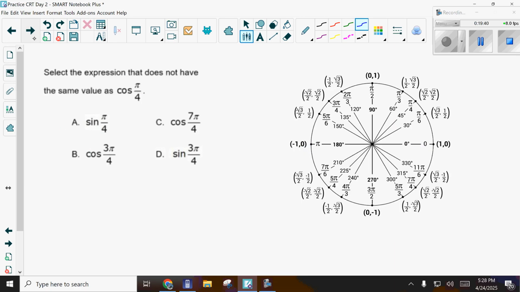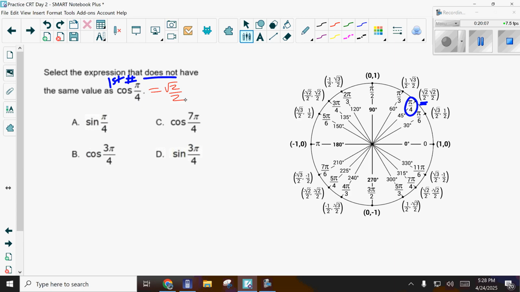Number 40, oh, this doesn't even have a number. It says select the expression that does not have the same value. So what I want to figure out is what is the cosine of pi fourths? Here is pi fourths. Cosine is the first number. So that would be radical 2 over 2. So I'm going to write that down over here. Radical 2 over 2. Now I need to go through and check all these.